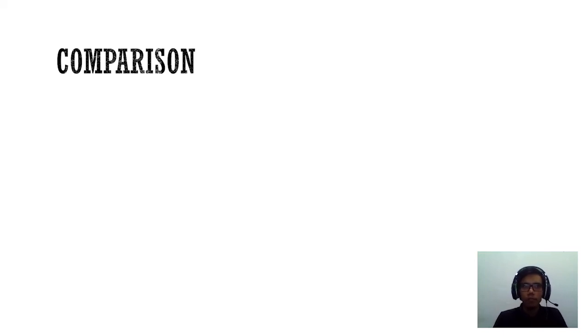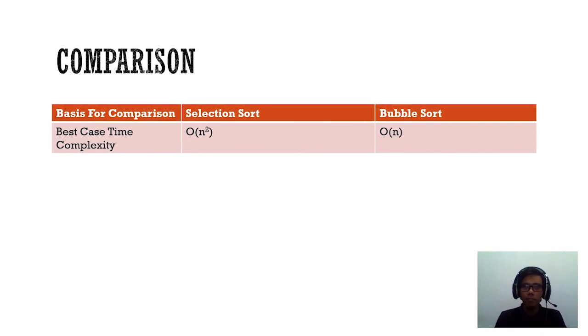Next, we're going to compare the best case time complexity. For the selection sort, the best case time complexity is O(n) square, and O(n) square is also the same for the average case and the worst case time complexity of selection sort. Next, we have bubble sort. The best case time complexity for bubble sort is O(n), while the worst case complexity for bubble sort is O(n) square. Here we can see the difference between selection sort and bubble sort. For the best case time complexity, selection sort uses O(n) square, while bubble sort is O(n).